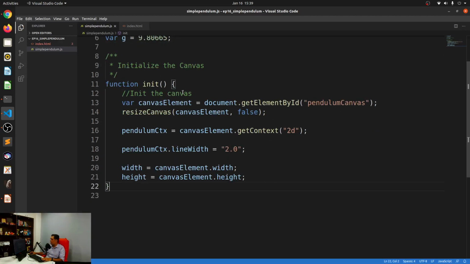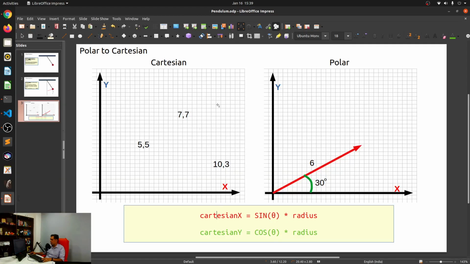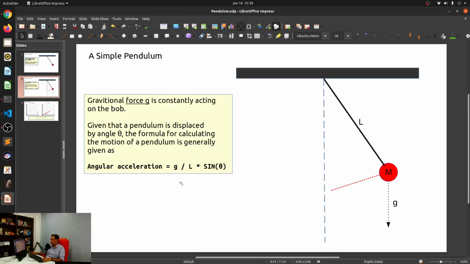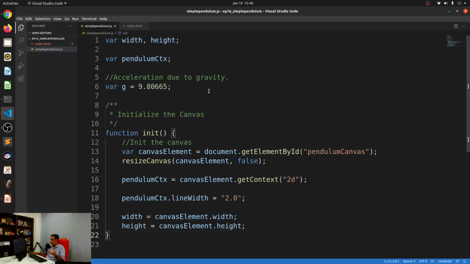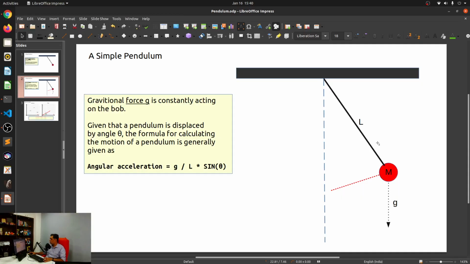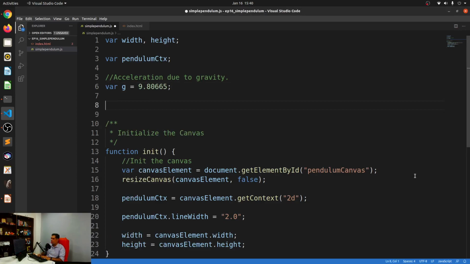All right. So what do I need to get started with this? Let's just look at this one. It says angular acceleration is equal to G by L times sine theta. Okay. So what is L? L would be the length of the pendulum, or in this case, it's actually called the fulcrum. So I'm going to call that variable exactly that. So I'm going to say fulcrum length. What do I start it with? Let's start it with 200. All right.